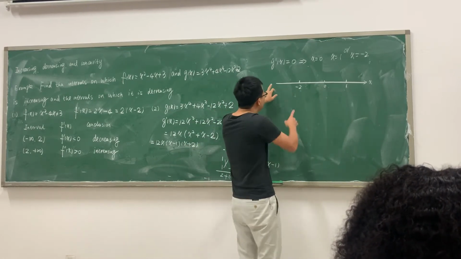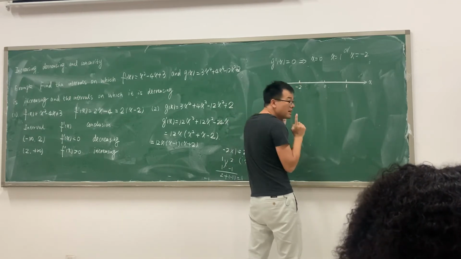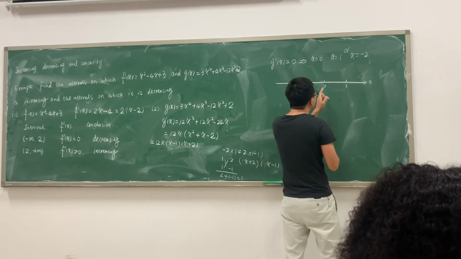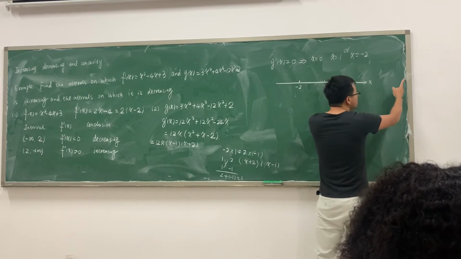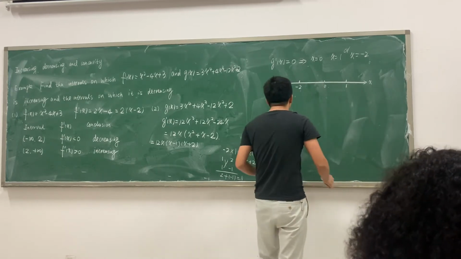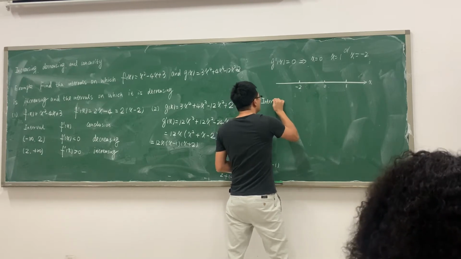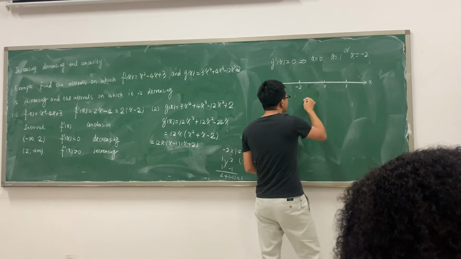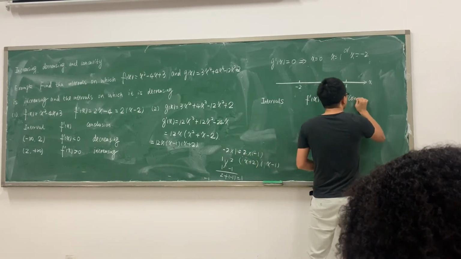The first interval is minus infinity to minus 2. The second interval is minus 2 to 0. The third interval is 0 to 1. The fourth interval is 1 to infinity. So here we list the table. The first is intervals, the second is f prime, the third is conclusion.